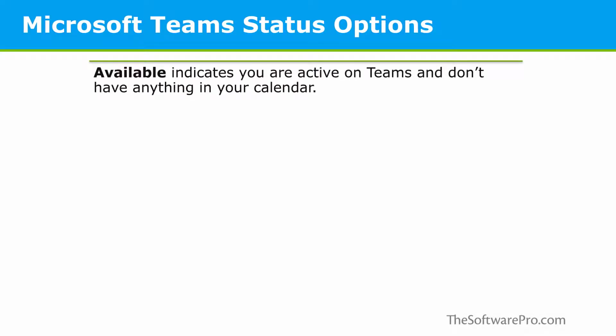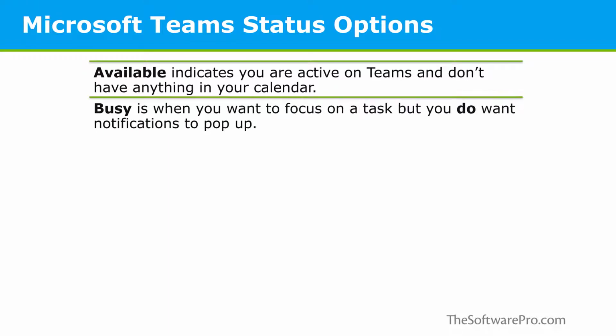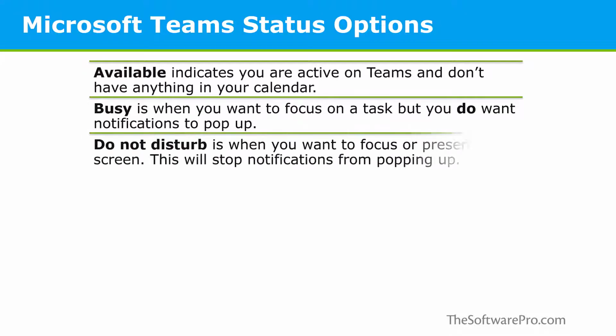Available indicates that you're available and don't have anything booked on your calendar. Busy is an option that you can pick to focus on a task, but you do want notifications to pop up, and it will also be reflected if you have something on your calendar. You might decide to pick Do Not Disturb when you really want to focus, or you're in a Teams meeting and presenting from your screen. This will stop notifications and chat from popping up unless something is marked as urgent.